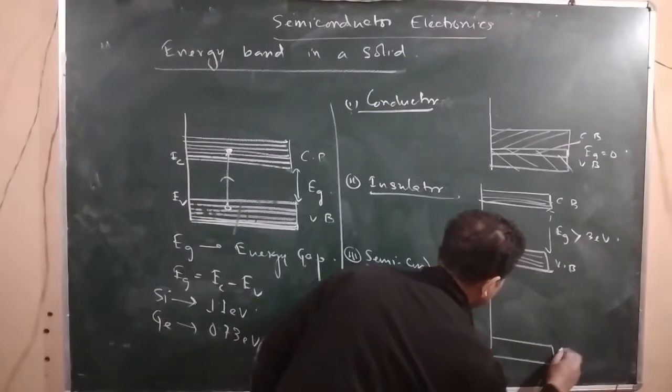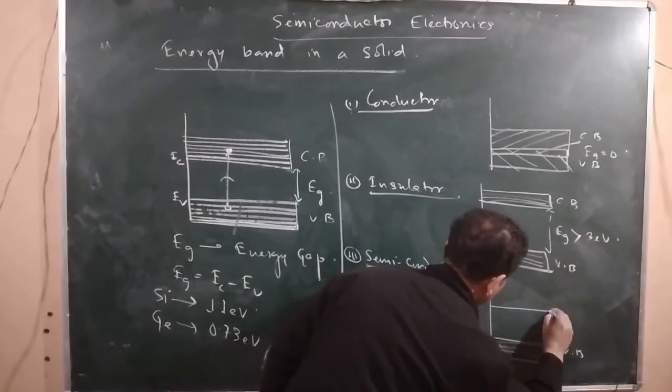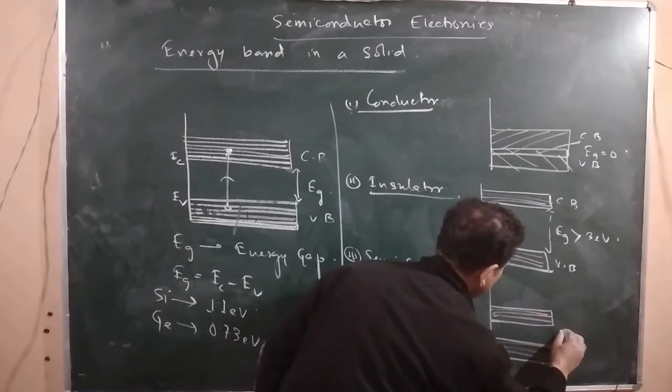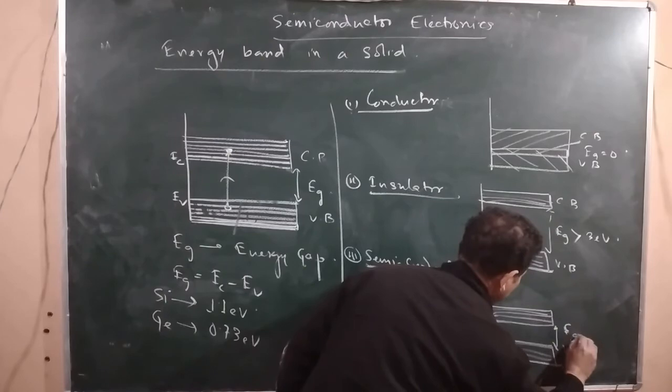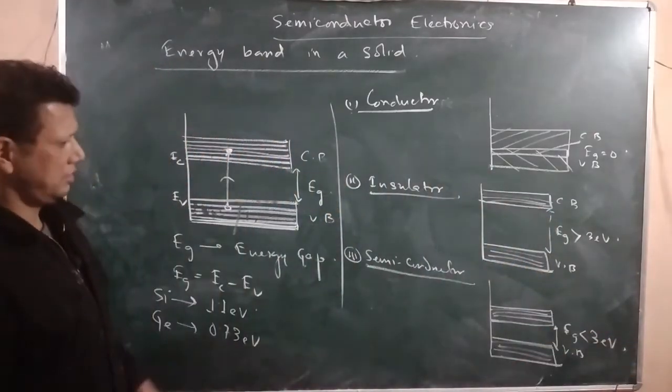So this is the valence band and this is the conduction band. The gap is smaller, so we write here that Eg, the energy gap, is less than 3 electron volt. So this is the conduction band.